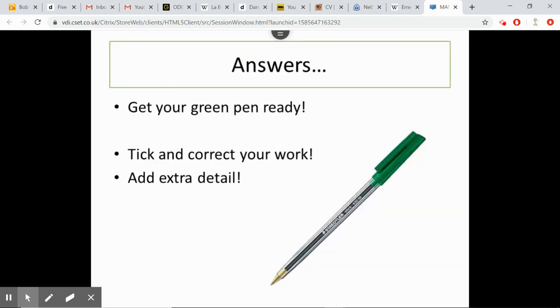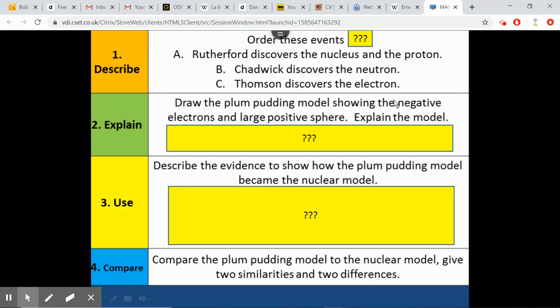Right. Now is the time in the lesson where we would use a green pen. If you have got any other coloured pen at all, now is the time that you can give your answer ticks if you are correct, or if you're missing any of the scientific detail, now's the time that you can add that in. Right. In what order did the event happen?